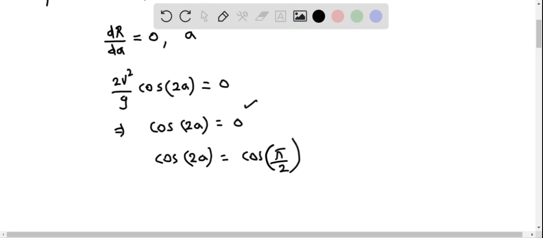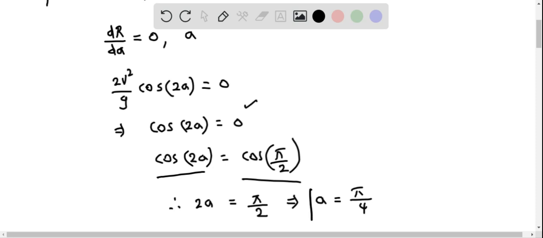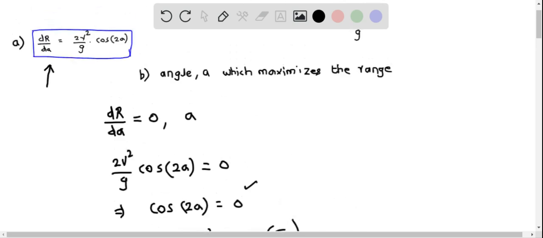And we now have this equation cosine of 2a equals cosine of pi by 2. So therefore this angle, that is 2a, must be equal to pi by 2. And so this implies we divide both sides by 2. We get the value a equals pi by 4. And this is the critical point of the function r. And now we should verify that at this point the range is maximum.